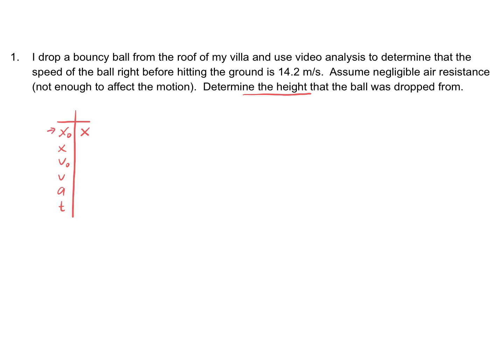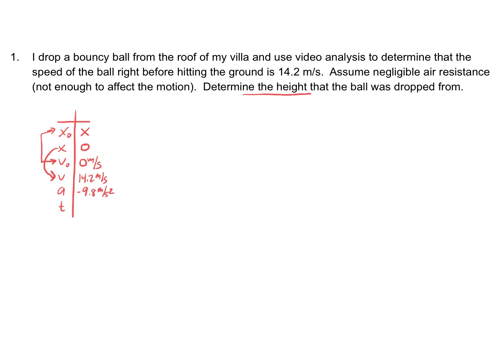Now I know that at that position, if I drop it, the initial velocity is 0 meters per second. Now, I'm going to say my final position is 0. That's down at the ground. Now, when it's at the ground, I know the speed because I used the video analysis and I was able to get 14.2 meters per second. And with that, I know, of course, that when an object falls with no other forces other than gravity, because air resistance is negligible, I can go ahead and make the acceleration 9.8 meters per second squared.